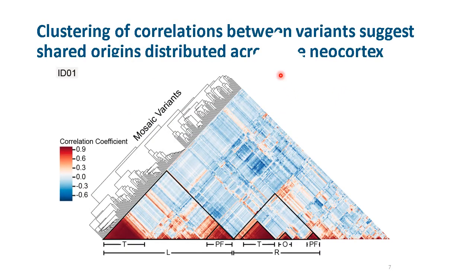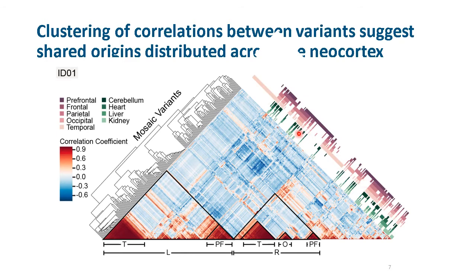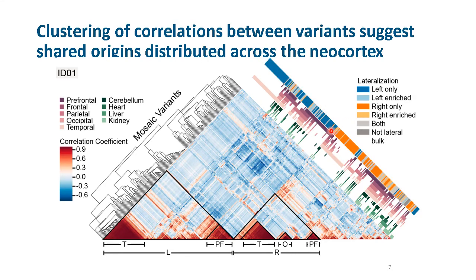In this cluster, we showed the correlation between each of the 259 variants with each other, by annotating the tissue where the variants are detected and the left-right distribution. We actually can see that there is a strong clustering between the left and right hemisphere, and also from the anterior to the posterior in terms of different lobes.